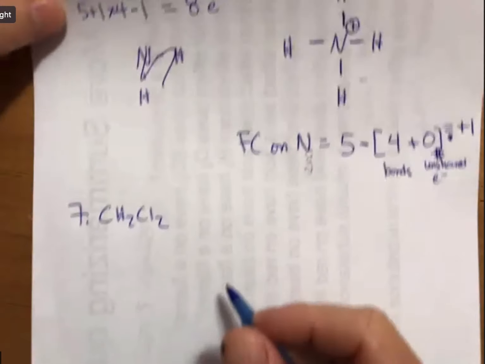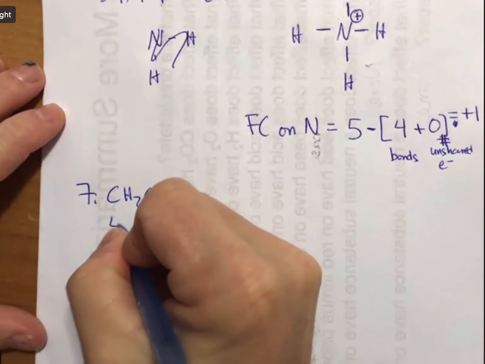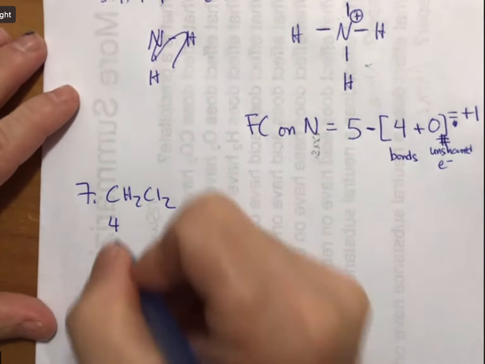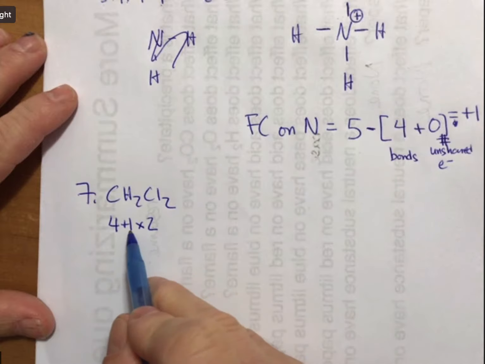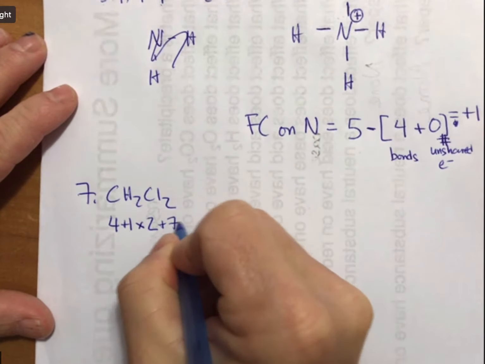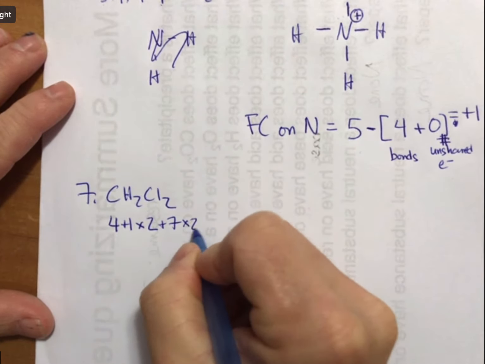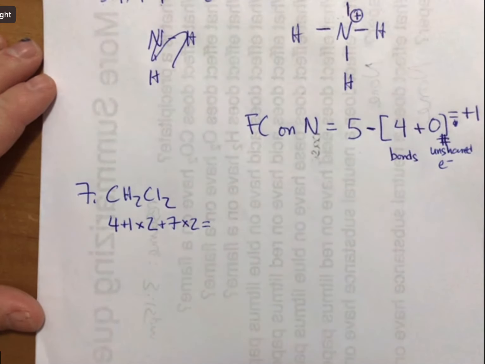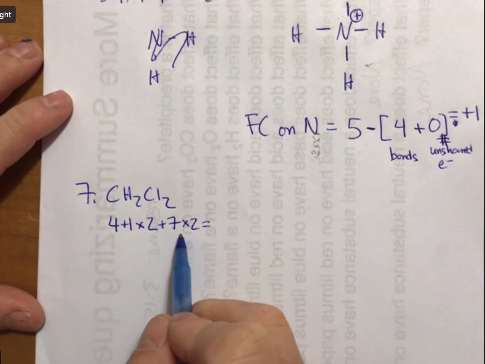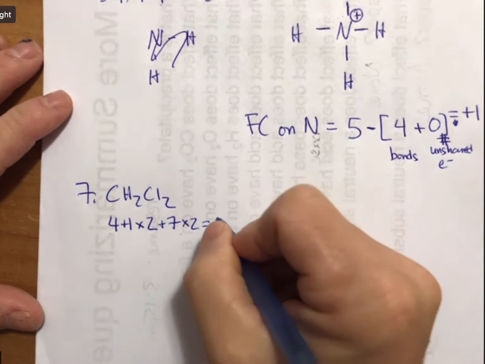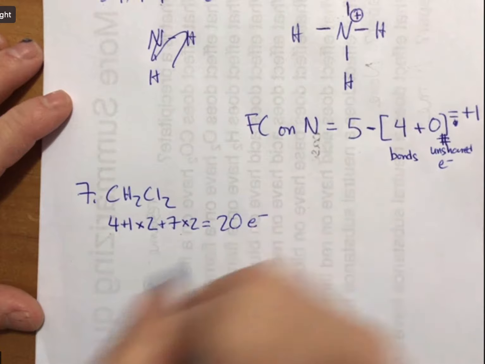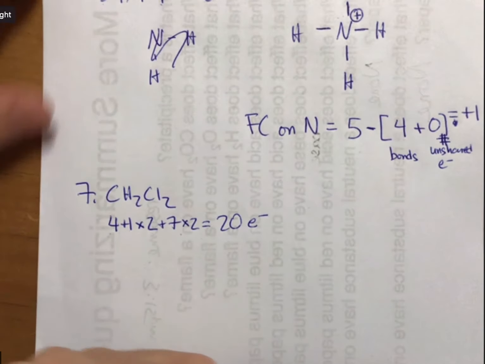For this, there's going to be 4 valence electrons for carbon, plus 1 for hydrogen times the 2 hydrogens, plus 7 for chlorine times the 2 chlorines. And I get 14, 15, 16, 17, 18, 19, 20 electrons for the Lewis structure here.